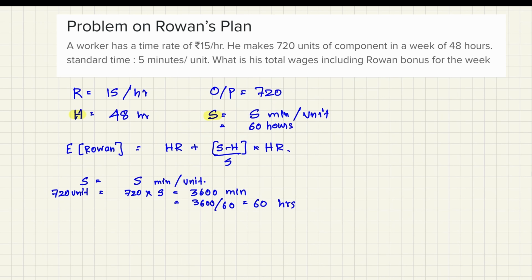So now I can substitute in the equation: H is equal to 48, R is equal to 15, plus S minus H, which is 12, divided by 60, then multiplied by H into R, which is 48 into 15. If I solve this, I will get 864. So his total earning as per Rowan is 864 rupees.